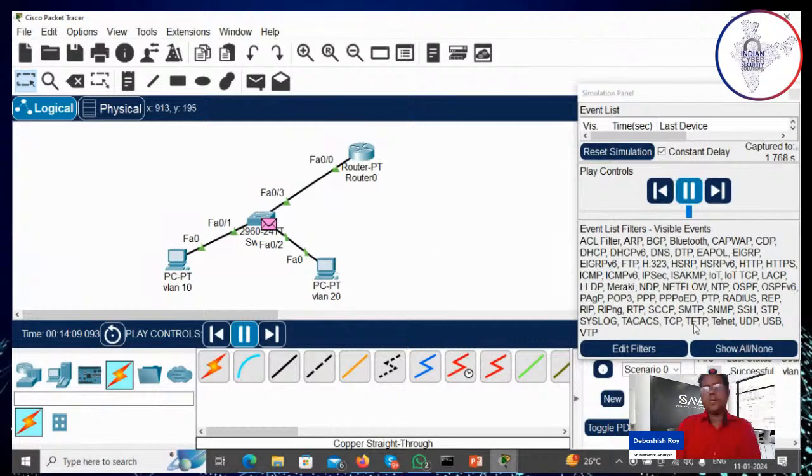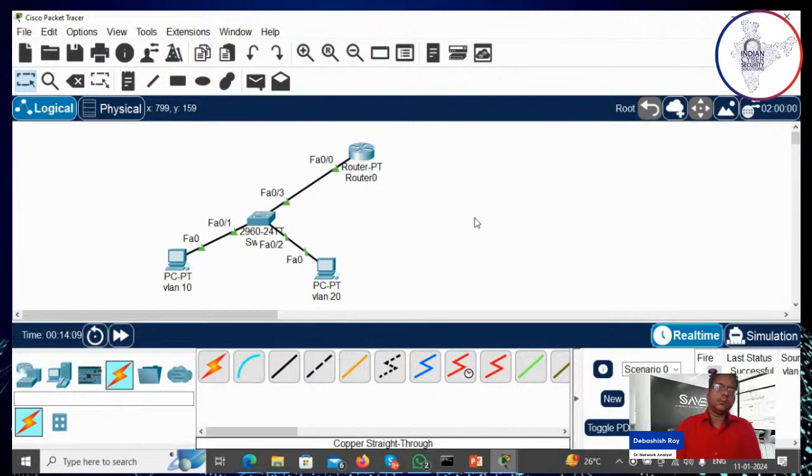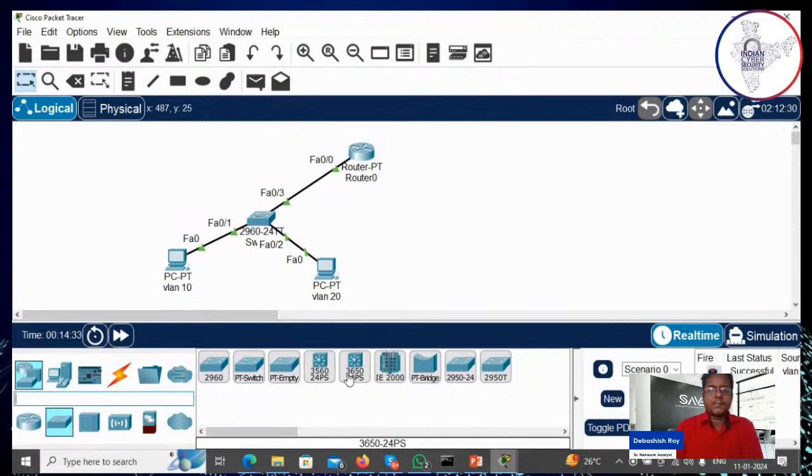So this way you can configure the VLAN on the switches, and this is on the layer 2 switch. But the newer thing is the layer 3 switch, and that also we should see, because VLANs are not only a matter of layer 2 switch, but a matter of layer 3 switch also. So what we can do, we can go to switches again, and these two are the layer 3 switches that work in the network layer.